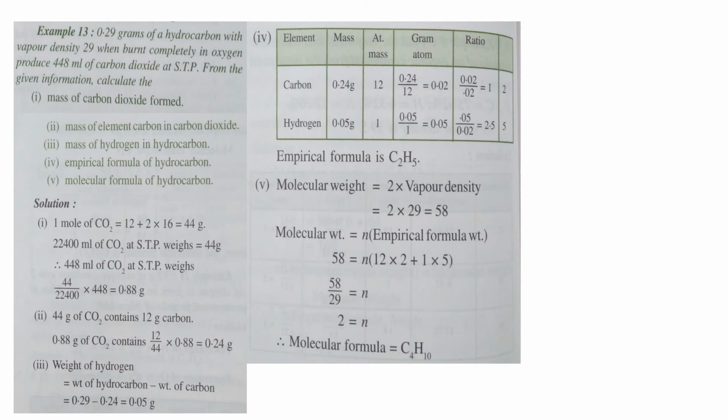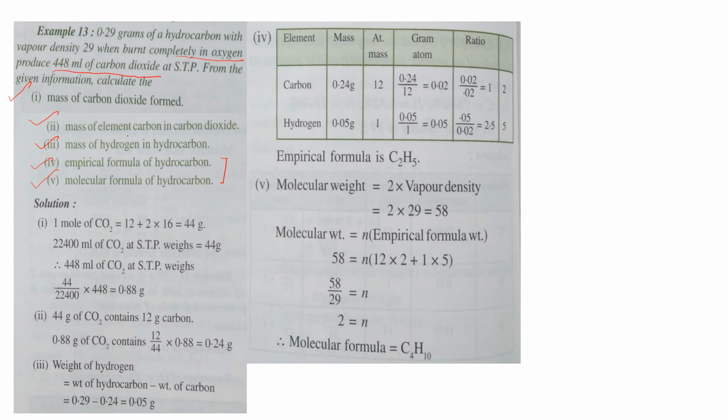Next one, 0.29 gram of hydrocarbon, hydrogen and carbon with vapor density 29, when burned completely in oxygen, it is producing 448 milliliter of carbon dioxide at STP. From the given information, calculate mass of the carbon dioxide formed, mass of the element carbon in carbon dioxide, mass of hydrogen in hydrocarbon, empirical formula of hydrocarbon and molecular formula of hydrocarbon. Okay, these two are coming afterwards. Let me first do the first three.